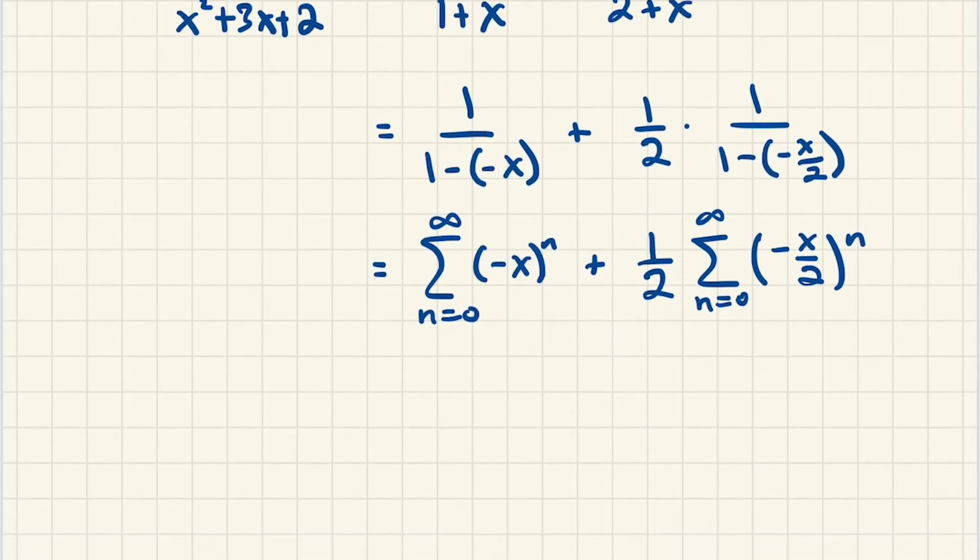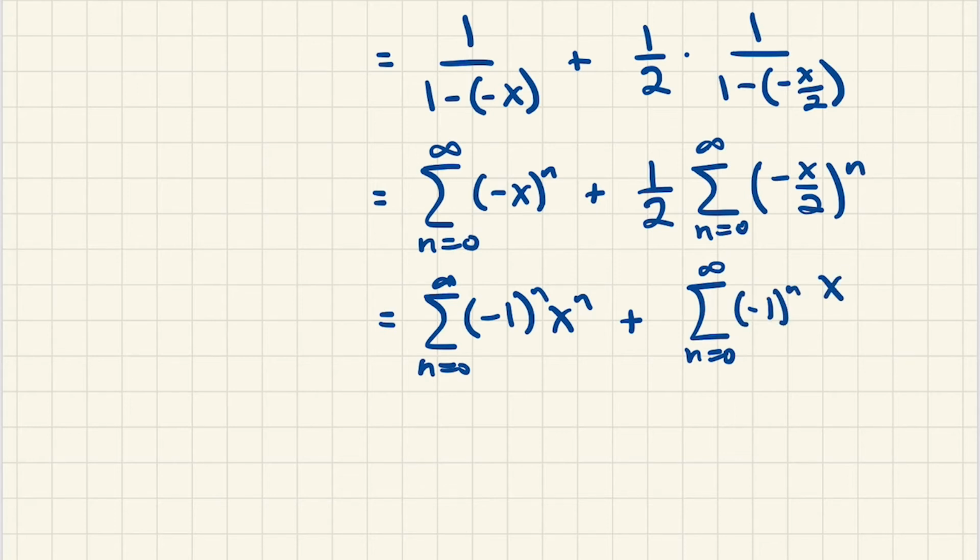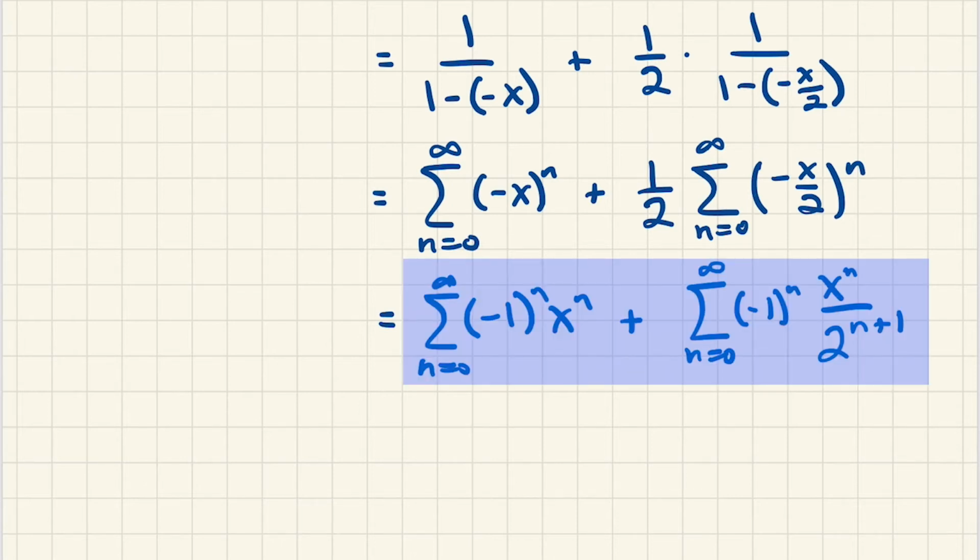Okay, so we just have to clean this up. Over here, we distribute the n to get negative 1 to the n, x to the n. And here, we're going to distribute the n and bring this 1/2 inside, which will combine with the 2 in the denominator within the sigma. So we're going to have n equals 0 to infinity of negative 1 to the n, x to the n, and it would be 2 to the n, but there's one more factor of 2 down there, so this will be over 2 to the n plus 1. And there it is. That's our final answer.